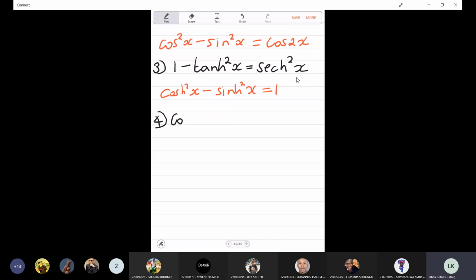Then the next one, number 4, we have the cot hyperbolic squared of x minus 1. This is cosec hyperbolic squared. So you can see the only difference with the trigonometric functions is that the signs are different. With trigonometric functions, here you had a plus, but with the hyperbolic functions, you have negative.